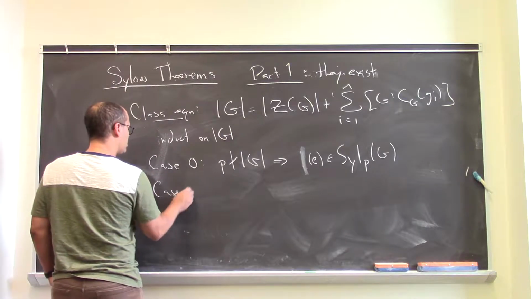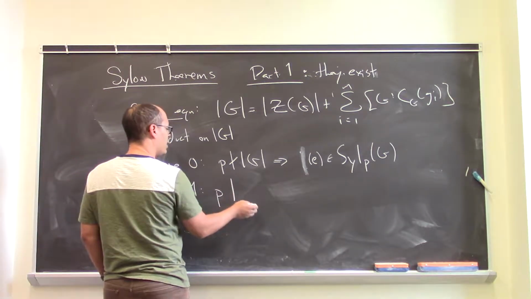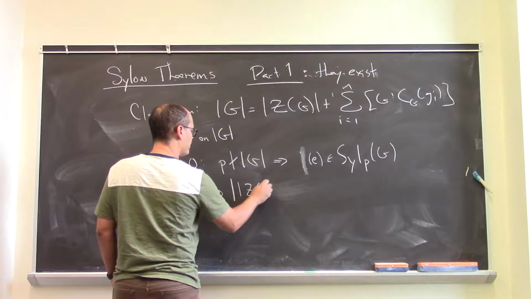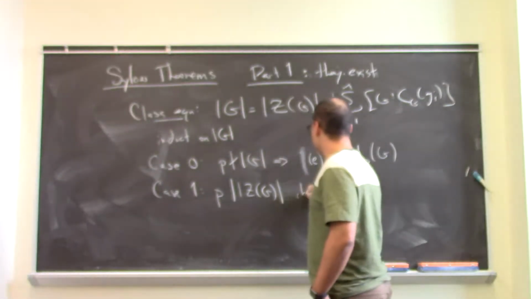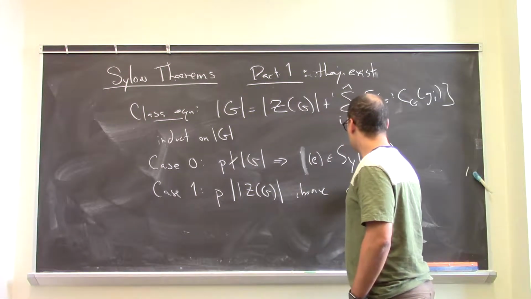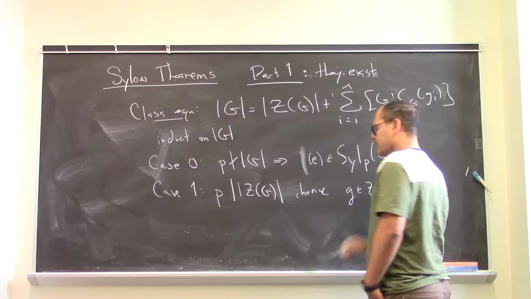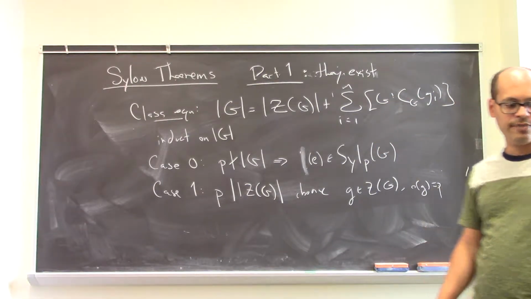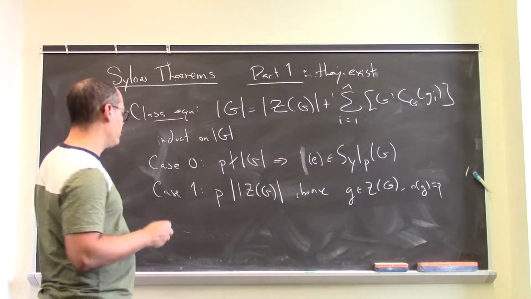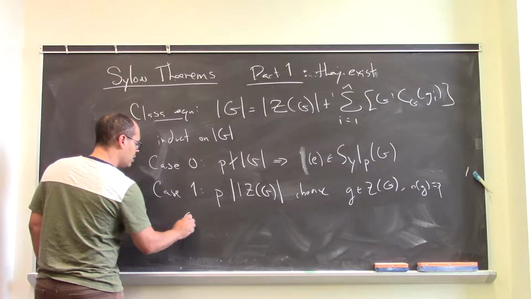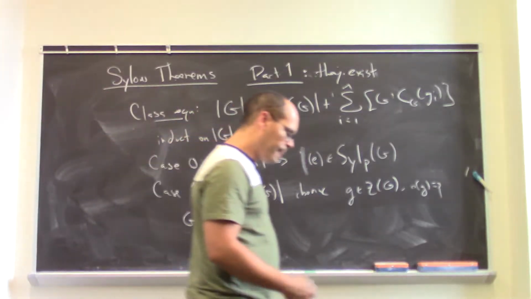Actual case number 1 is what if p divides the order of the center of the group? If p divides the order of the center, I'm going to choose g in the center, where the order of g is p. So, for example, by Cauchy's theorem, we can do that. And of course, g being central means it generates a normal subgroup. And so I can consider G mod that cyclic normal subgroup. And what do I know?